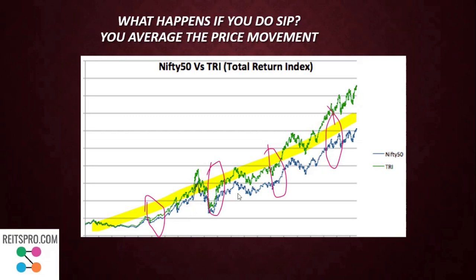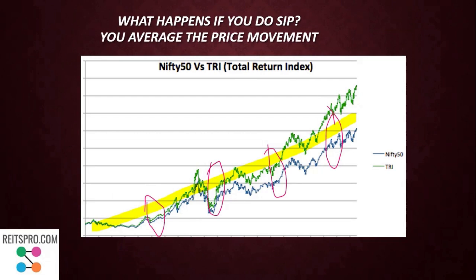So for example, if this is the line of the total return index, it's just a representative line, and you are investing at various times, and this is the yellow line which kind of averages your cost of purchase. So the cost of purchase would be averaged out in case of equity investing if you do SIPs.